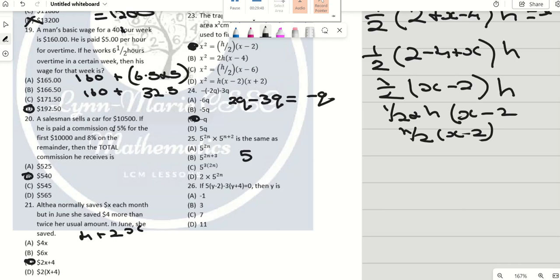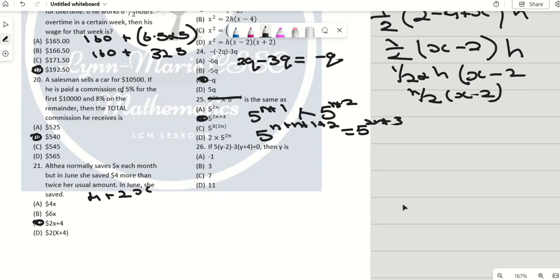5 to the power of n plus 1 multiplied by 5 to the power of n plus 2. The bases are the same, so we have to add the powers: 5 to the power of n plus 1 plus n plus 2, which is 5 to the power of 2n plus 3. So the answer is B for this one, right? So this question was wrong.